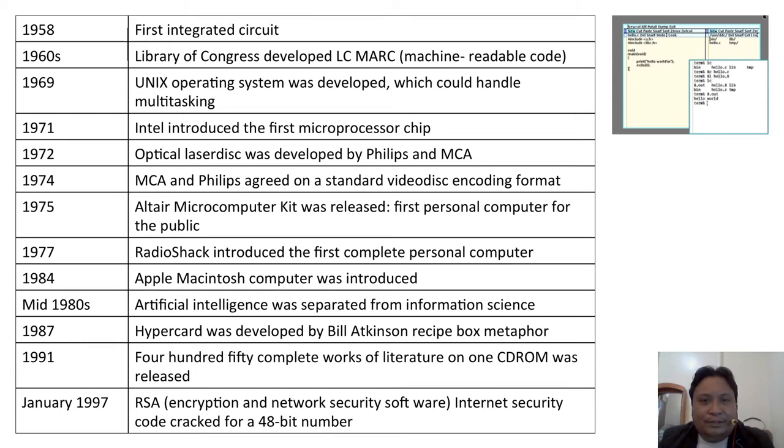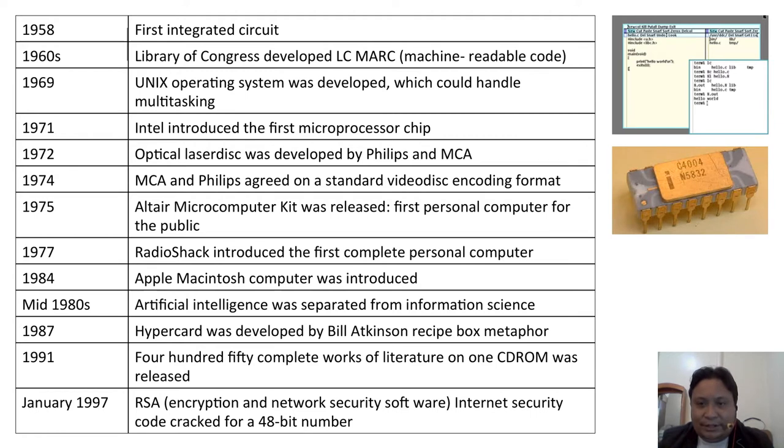Next, in 1971, Intel introduced the first microprocessor chip. This is the first microprocessor chip developed by Intel. And today, the microprocessor chips used by Intel are Core i3, Core i5, Core i7, like that. Next one is the optical laser disc in 1972, developed by Philips and MCA. Two years later, MCA and Philips agreed on a standard video disc encoding format.